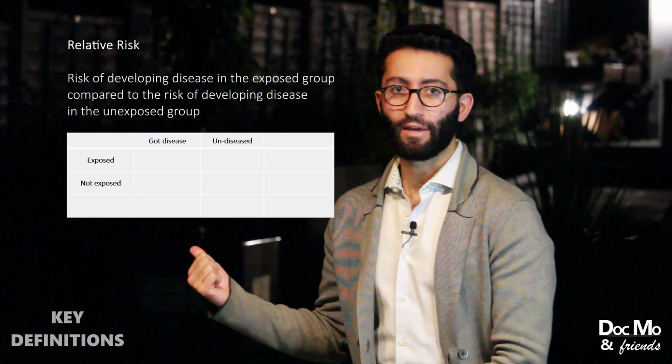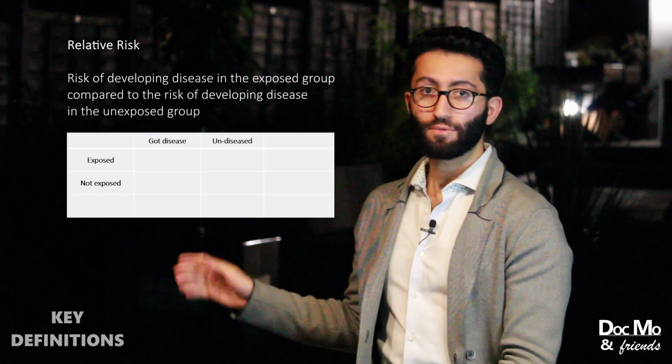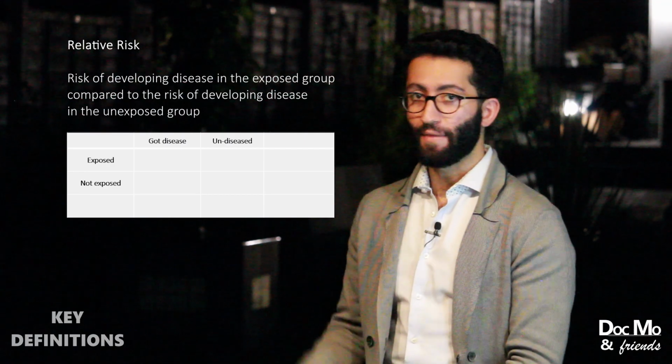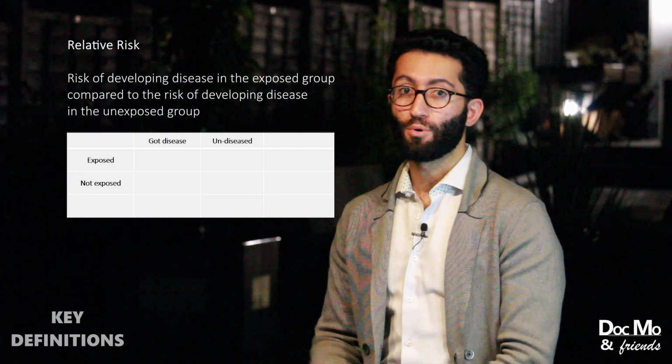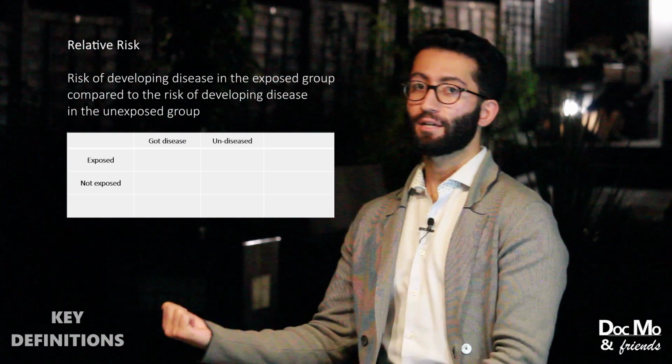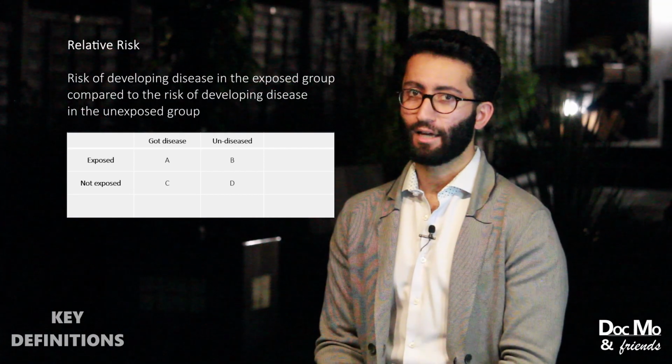Suppose we had this table over here, where on the top we've got two columns, patients who got the disease and people who didn't get the disease at the end of the study, and then going down we've got people who were exposed to a risk factor and people who weren't exposed to a risk factor. We can populate the boxes with A, B, C and D, okay?